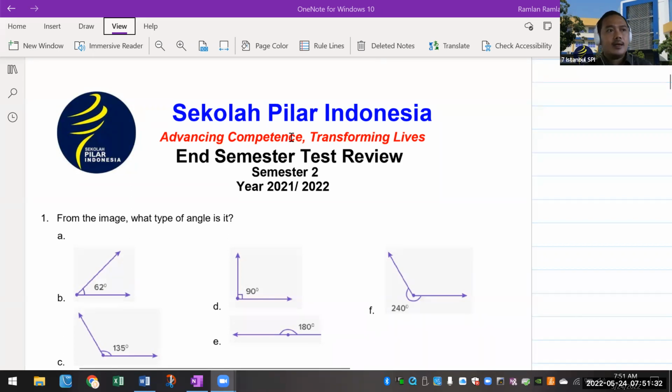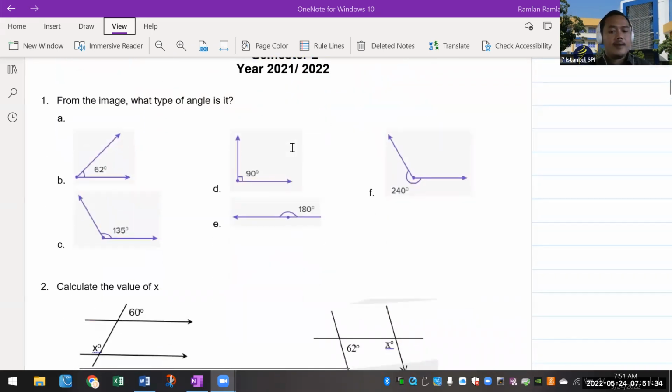Okay guys, can you see my screen? Okay, let's start. I'm going to inform you of the topics that will be on this end semester test. The first one is about angles. The second one is two dimensional shapes, and then the next one is trigonometry, and the last one will be sets. Those are the topics on the end semester test.